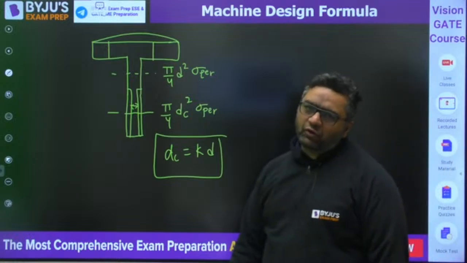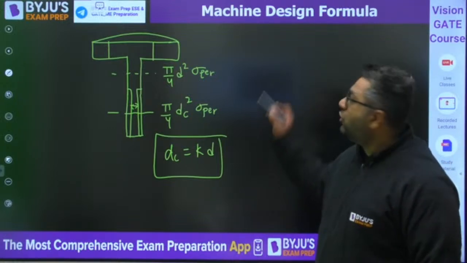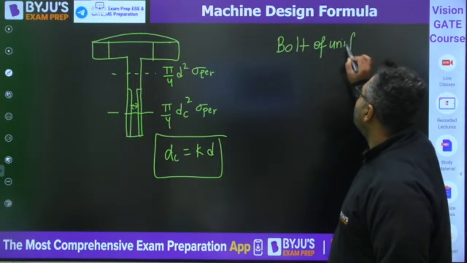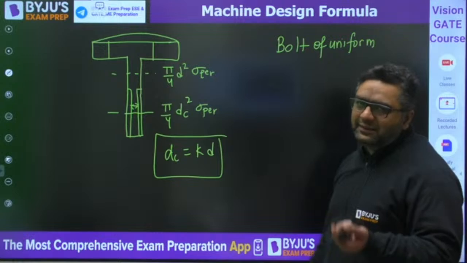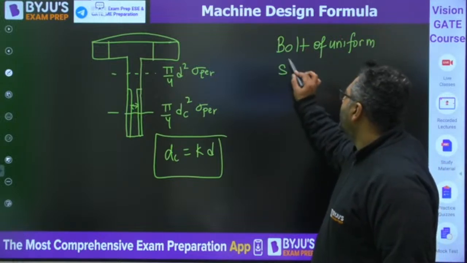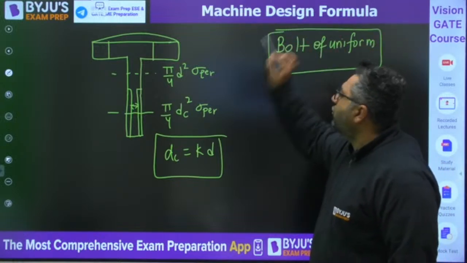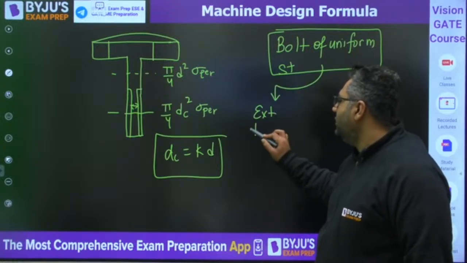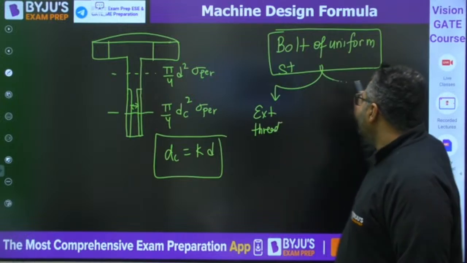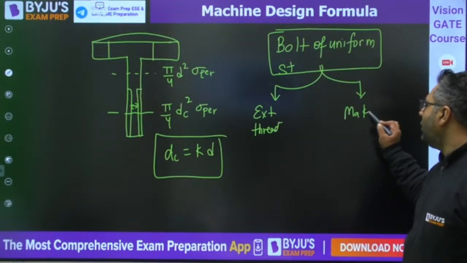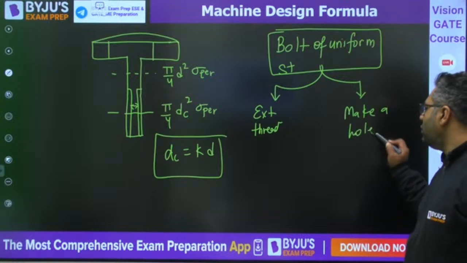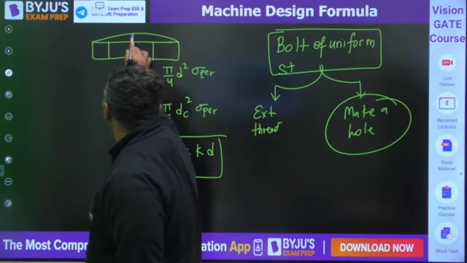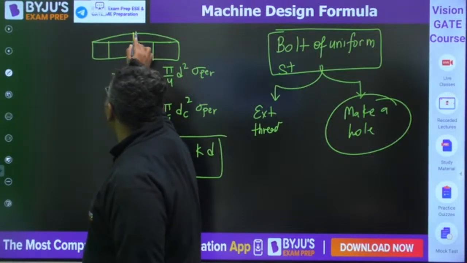Here I would like to add one more formula, that is for a bolt of uniform strength. So when we are talking about a bolt of uniform strength, here with eccentric loading there is no formula that uses the straightaway things. For a bolt of uniform strength there are two ways. One is to go for external threading, then there is no formula for that. Second is to make a hole in the shank. So when we talk about making a hole in the shank, they can ask you what would be the diameter of the hole to be drilled to make a bolt of uniform strength.